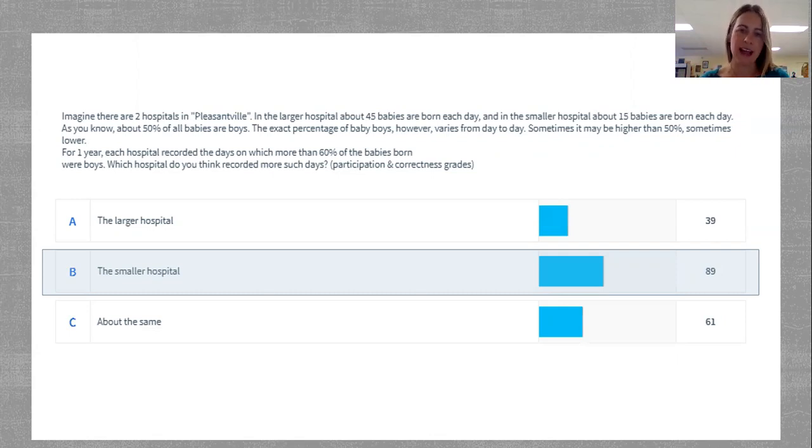So imagine we were doing a study where we're describing the percentage of boys and girls that are born at St. Catherine's Hospital. If we took a small sample size, it would be more likely that our results would be skewed. If we had a larger sample size, it's more likely that our results would be an accurate reflection of the truth.